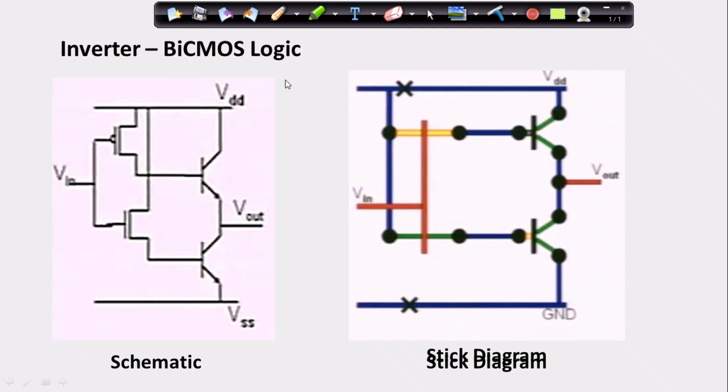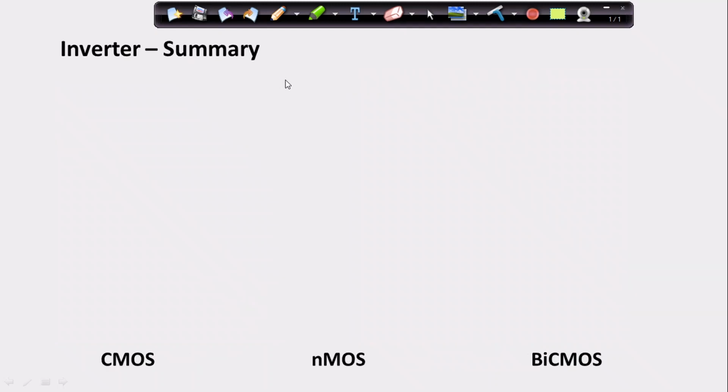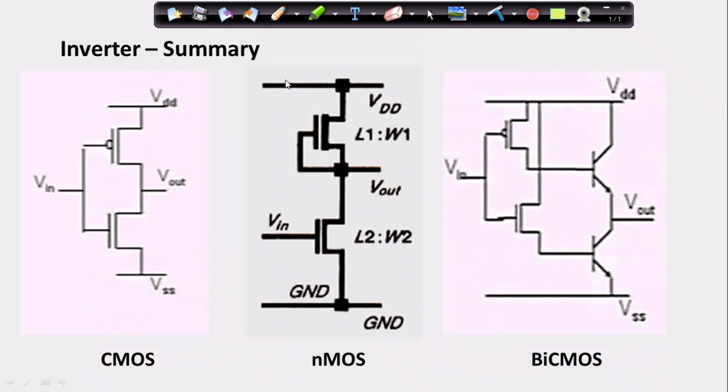So these are the different logics or techniques, like NMOS and PMOS. Let us look into the summary. These are the schematics of how we can achieve it. As we said, in CMOS the length to width ratio is 1 to 1 itself. And here we change our length to width ratio in order to achieve our inverter characteristics.